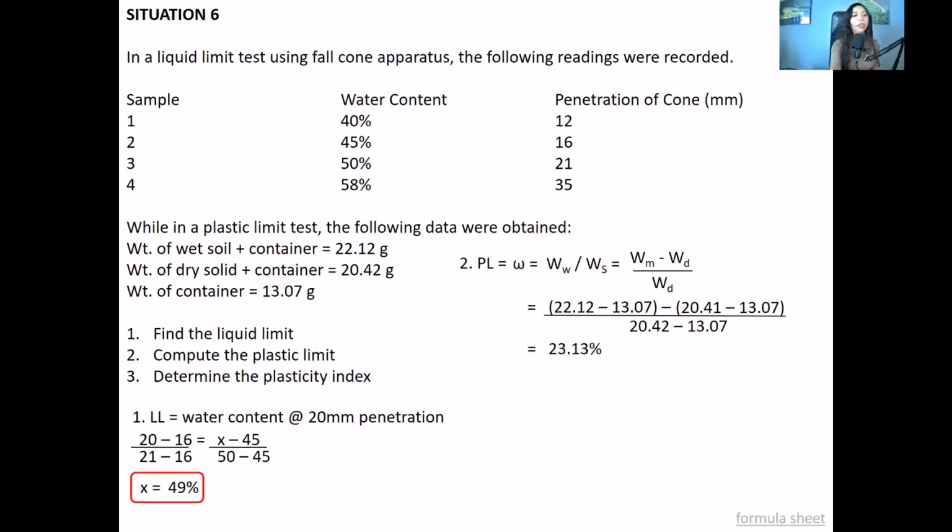Napakabilis ni Engineer Rancy. It's correct, and you are correct. 23.13%. Okay?